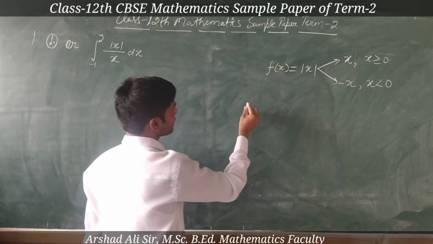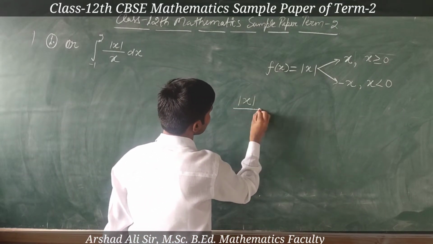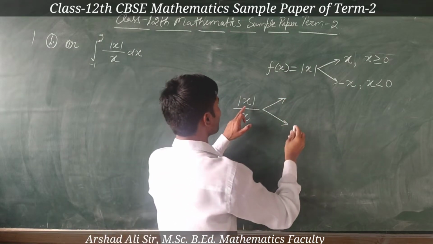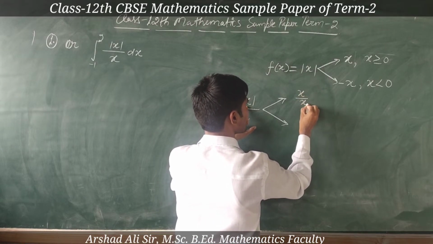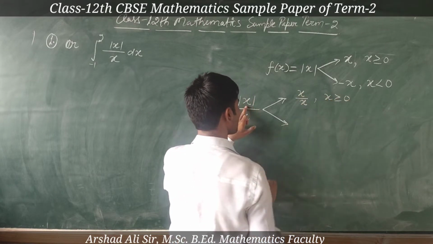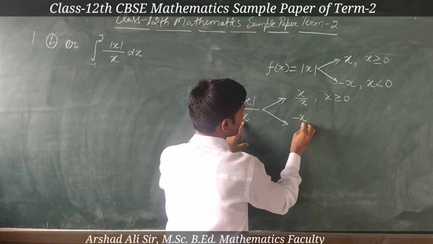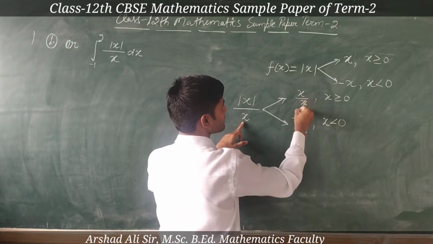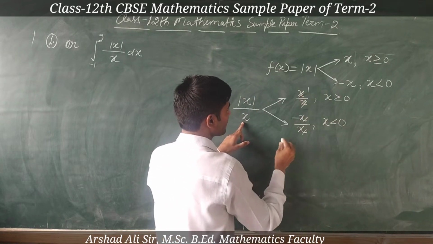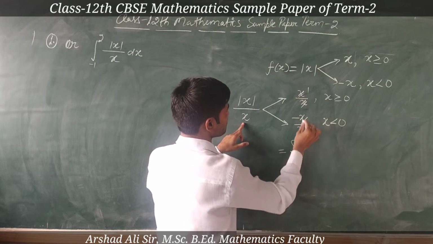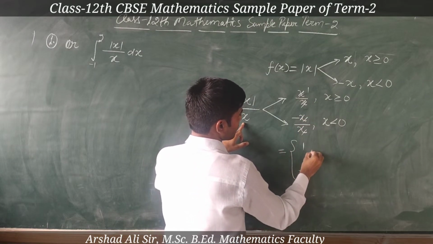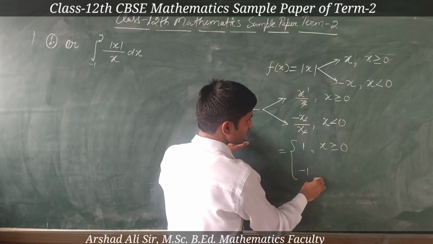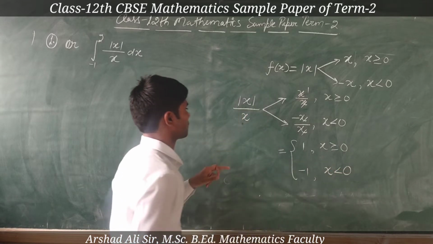So here we can find the value of mod x upon x. It will contain 2 values. Mod x means x upon x if we are taking the positive value, and here the negative value, minus x upon x, if x is less than 0. So x by x, here we can cancel. So we have these two values, 1 and minus 1. We will take 1 when x is greater than or equal to 0, and we will take minus 1 when x is less than 0.